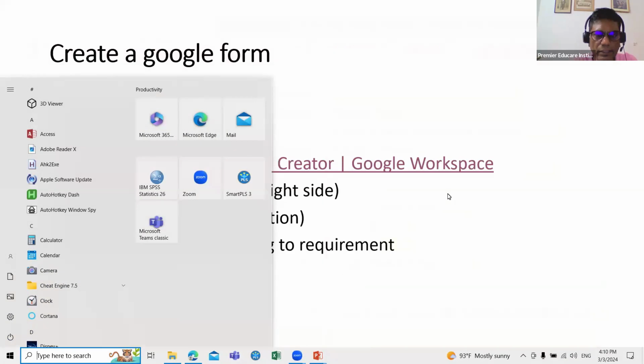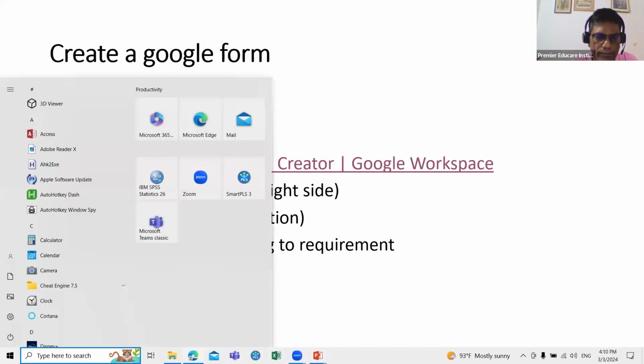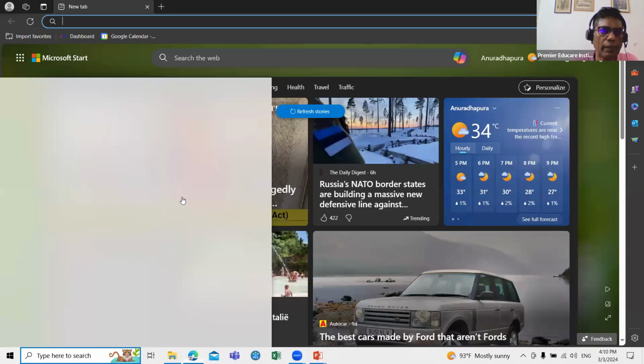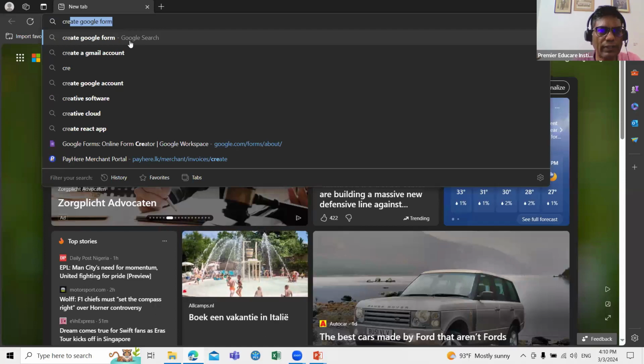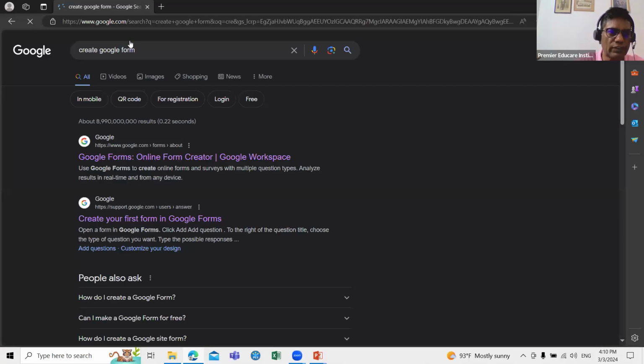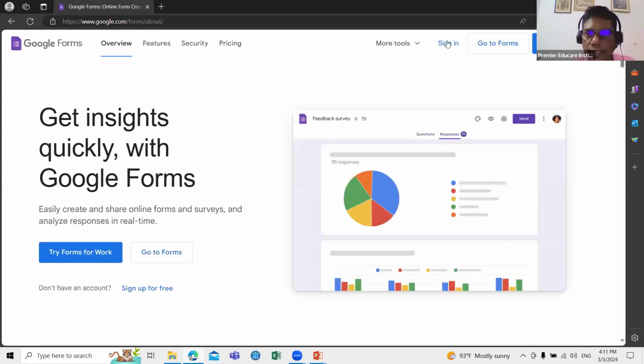These are the steps, as I told you very clearly, that you have to follow, and you can go to your Google Chrome, right? Simply search here, create a Google form or whatever, right? Then you will get the first option. In my Google Chrome it is the first; maybe yours may be second or third. Anyway, the Google Forms online form creator, right? So just simply click it. Right now you get this one, right? Okay, so click here, sign in.